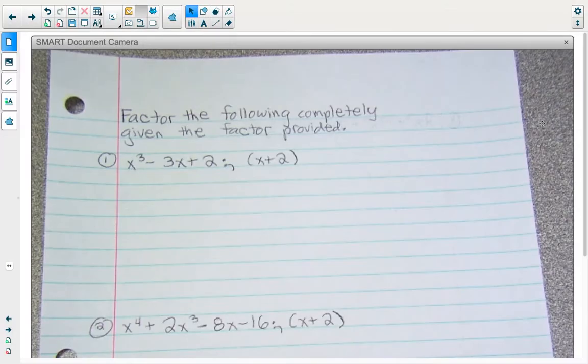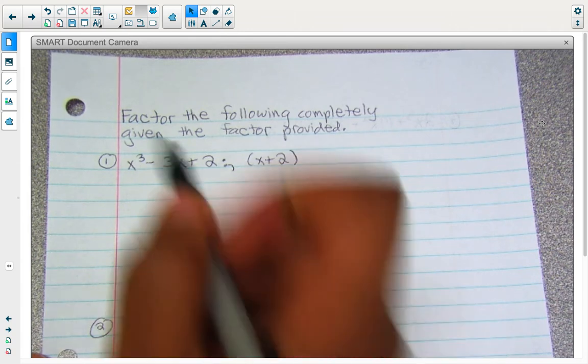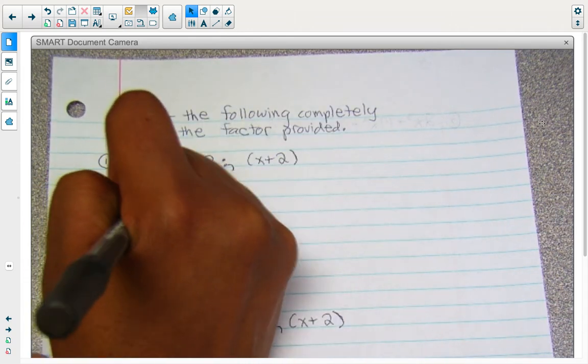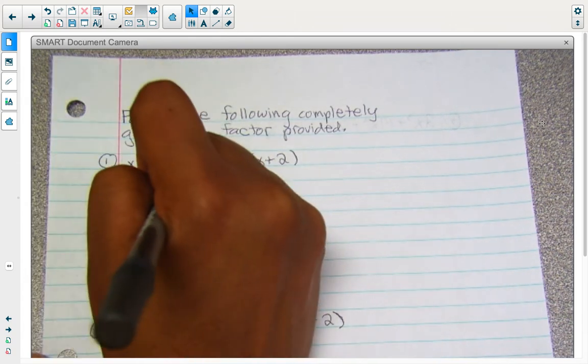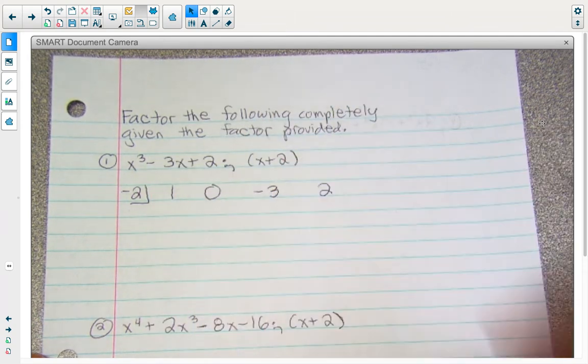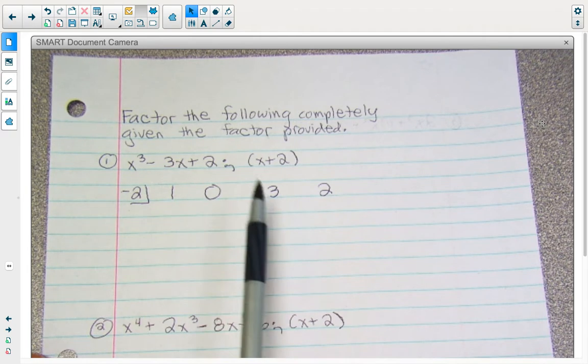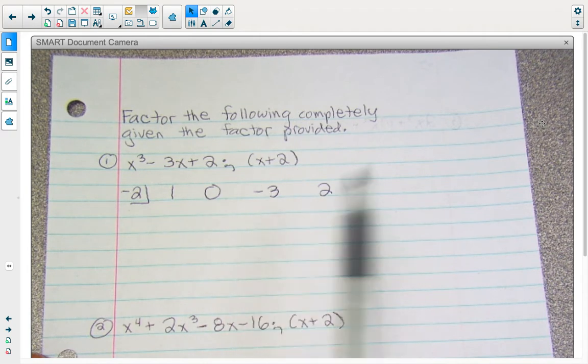So again, we're going to do synthetic division. Hopefully, you're getting faster and quicker at it. Negative 2 goes in the box. We line up our coefficients: 1, 0, negative 3, 2. Don't forget about placeholders. This is x to the third, this is x squared, this is x to the first power, and that's my regular number.